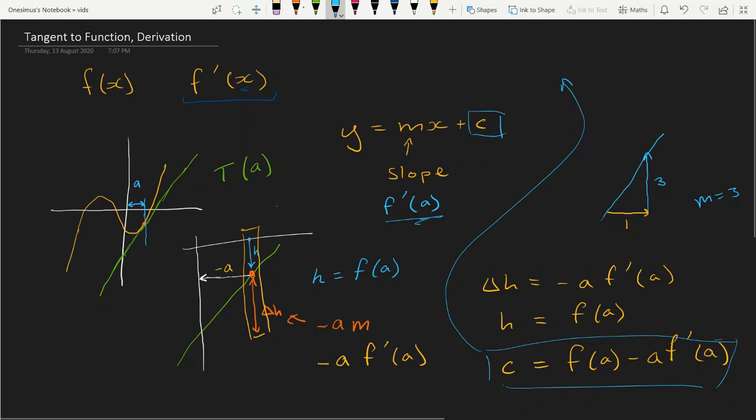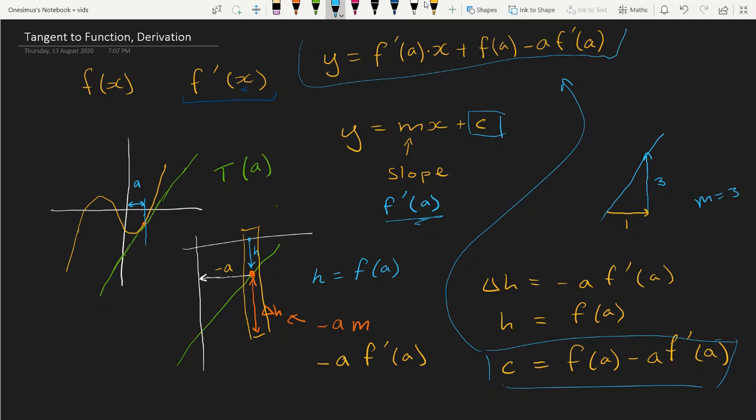Then we can find the equation, which is going to be given as y equals slope, so f prime of a times x, plus our c value, so f of a minus a times f prime of a, and that will be our equation to find the slope and equation of a tangent line at any point a.